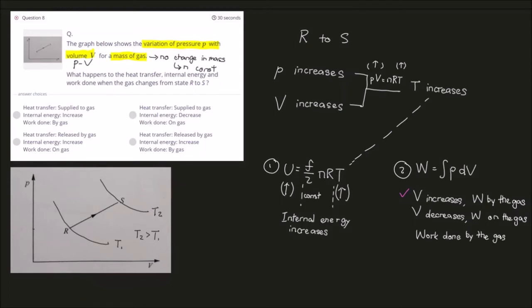If you are wondering why when V increases, work done must be by the gas, you can think of it like this. If this is your gas container, and this is your piston, pressure is a pushing force, it's not a pulling force. So if you want the volume to be increasing, then your piston must move to the right. I said pressure must be a pushing force, so if you want the piston to move to the right, that means something has to push towards the right.